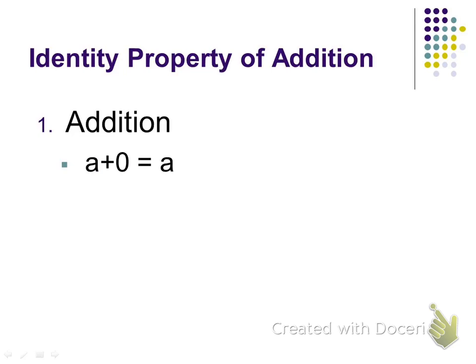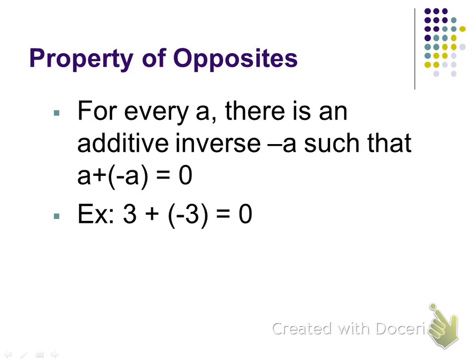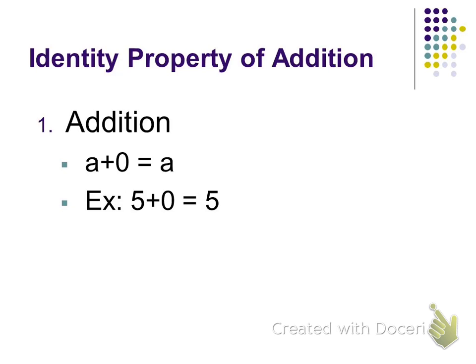So the identity property of addition basically says if you add 0 to a number, you're not changing the number. So the identity is who you are, right? That's your identity. I am Mrs. Munden. It's my identity. If you add 0 to a number, who that number is does not change, okay? Identity property of addition. So an example using actual numbers would be 5 plus 0 equals 5. All right, any questions on this one?